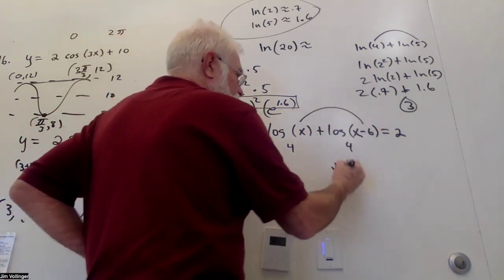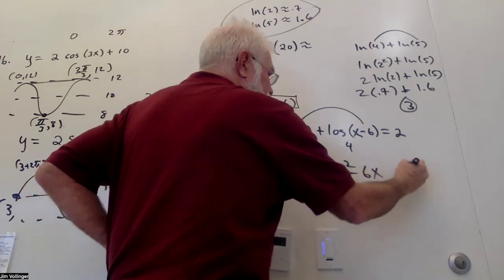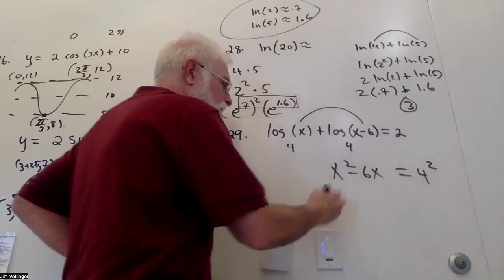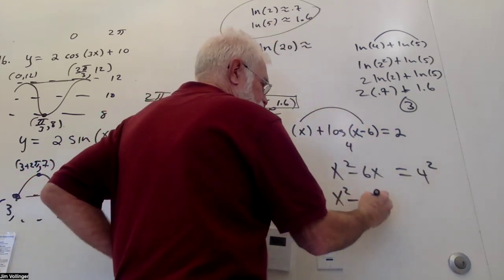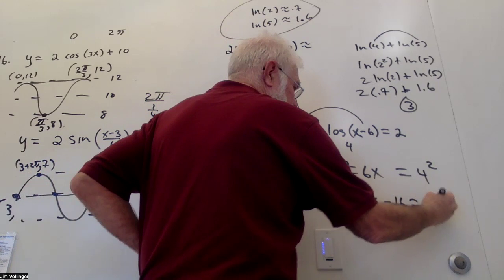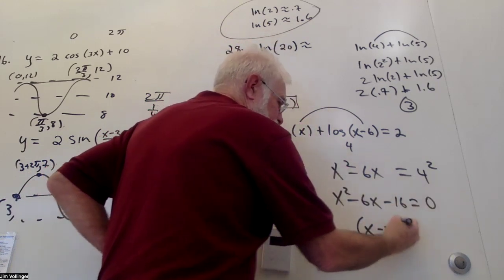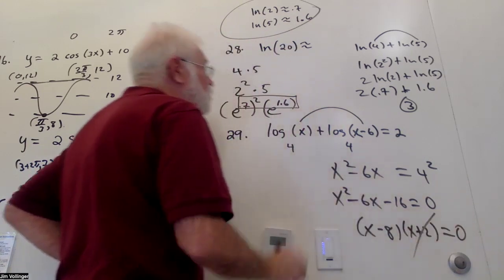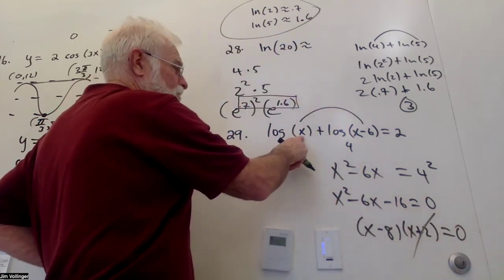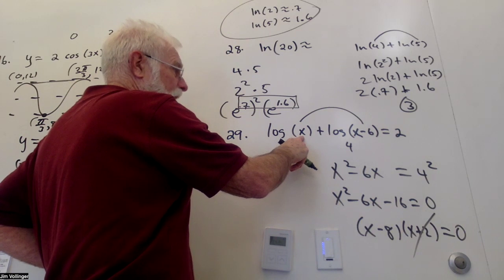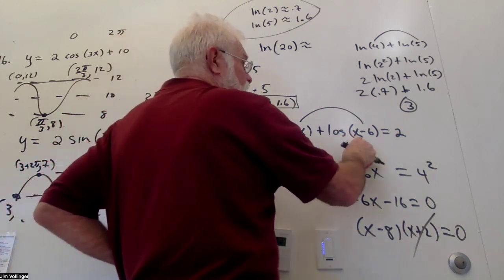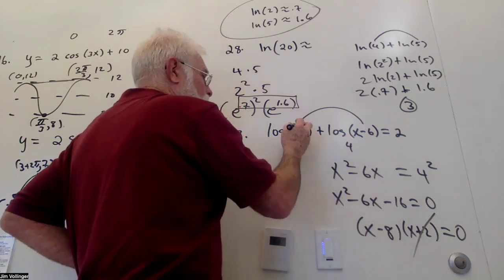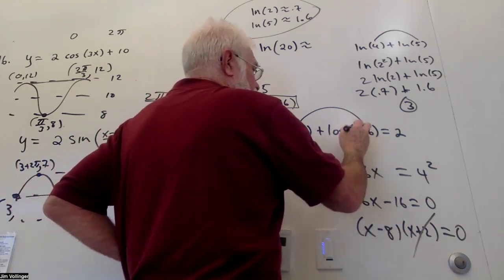So that gets me x squared minus 6x equals exponential form, 4 squared. So x squared minus 6x minus 16 equals 0. X minus 8 times x plus 2 equals 0. We don't care about x plus 2 because of the domain restriction. Actually, my answers have to be bigger than 6. 8 is bigger than 6. That should work. 8.